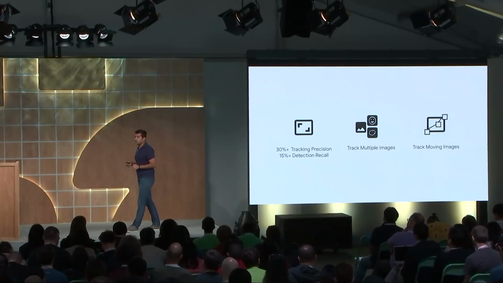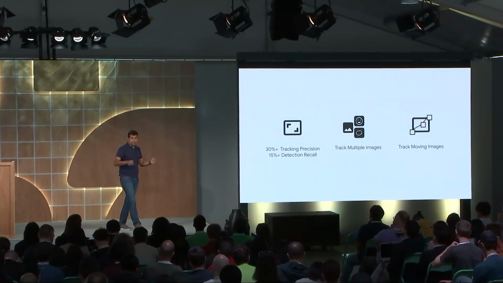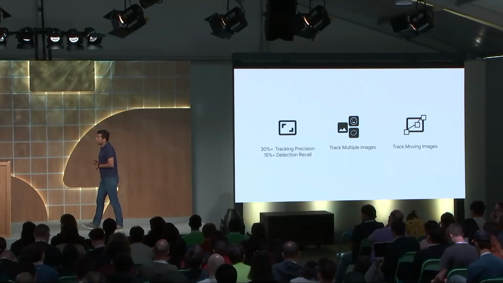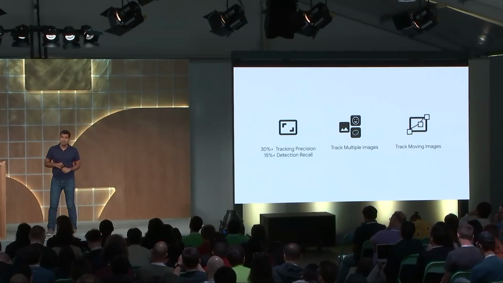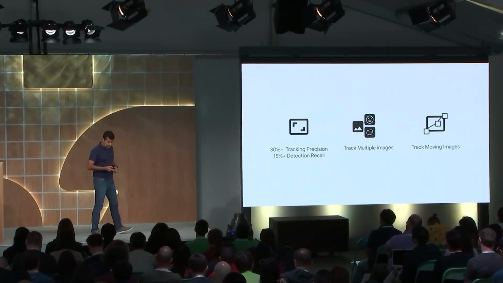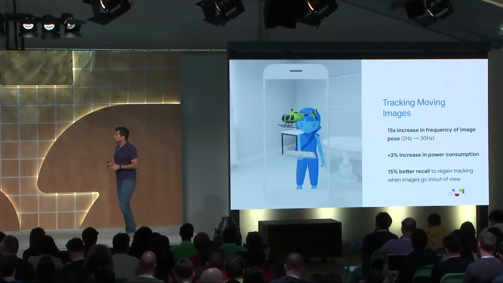We also now allow you to track multiple images in the scene, not just one image, but multiple images in the scene. And lastly, this part I'm most excited about, is the ability to track images that are not static, but can move around, and we continue to track them. Let's look at that for a bit.